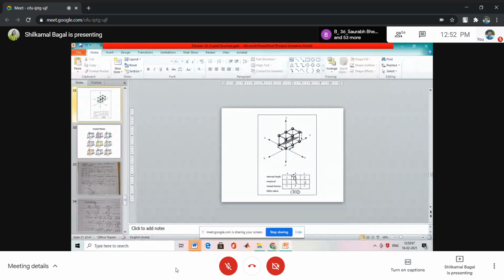For writing the Miller indices of a given plane, what to do? Find out the intercepts made by the plane on the crystallographic axes A, B, C, then take the reciprocals of those intercepts and convert them into integers. So that will be the Miller indices of the given plane.